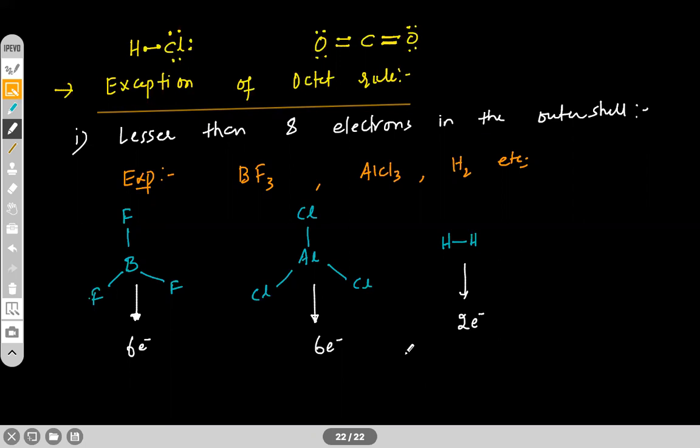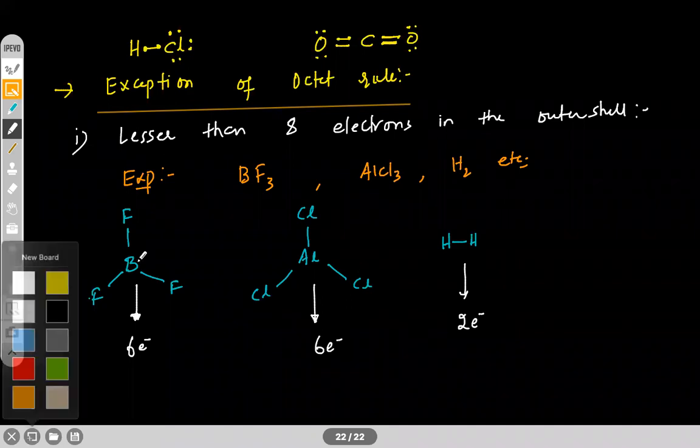For which one? A structure we'll discuss, Shitish. We'll discuss VSEPR theory. There you will understand the structure. Okay, let's not go over there. Structure related things, we'll discuss that. Okay, this is the first exception of the octet rule.